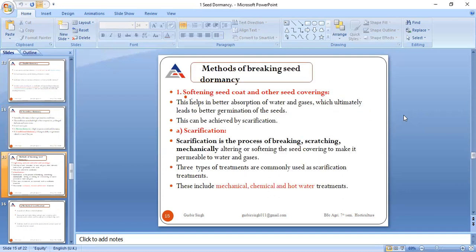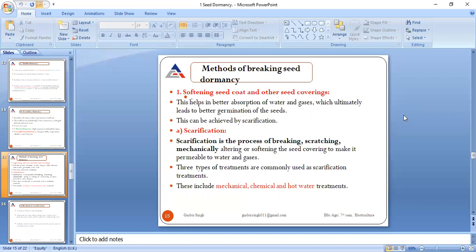Methods of breaking seed dormancy. Number one is softening the seed coat and other seed coverings. It helps in better absorption of water and gases, which ultimately lead to germination of the seed. This can be achieved by scarification.